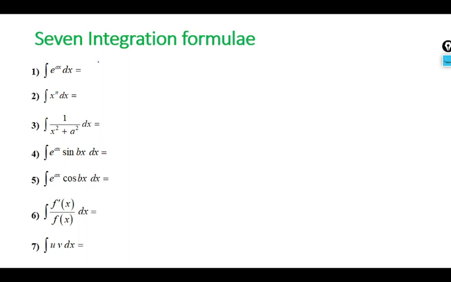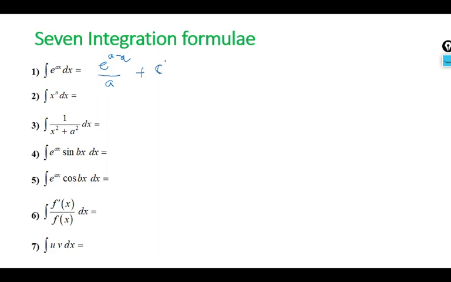The first one is e raised to x, the simplest formula. Integral of e raised to ax is e raised to ax upon a. The common silly mistake I generally observe is that many students confuse derivative and integration formulae. So remember, in integration you have to divide by the coefficient, while in differentiation you multiply. So e raised to ax upon a should be there, not into a. So this is the first formula.